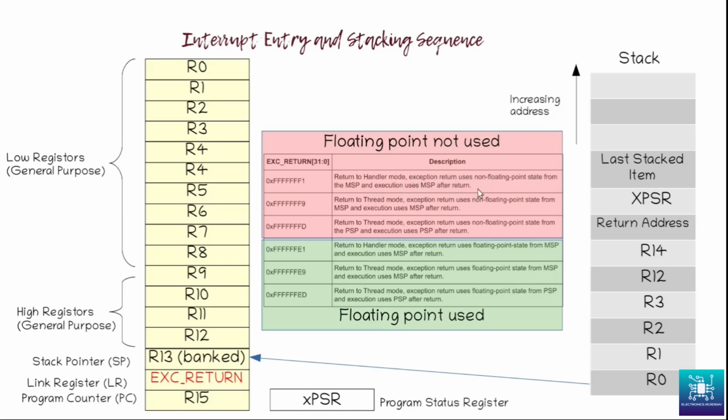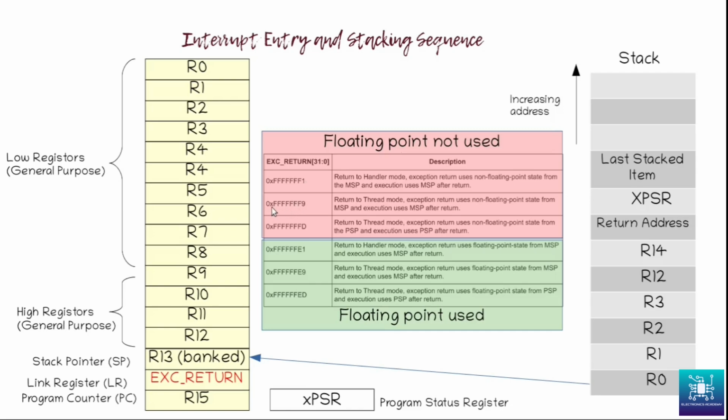So the main stack pointer is being used after return, but in this case, this exception, whatever we are seeing currently, has actually happened within another exception. That is, probably this is a higher priority exception which has preempted the previous one, right? So in such a scenario, we are going to have this value in the link register.